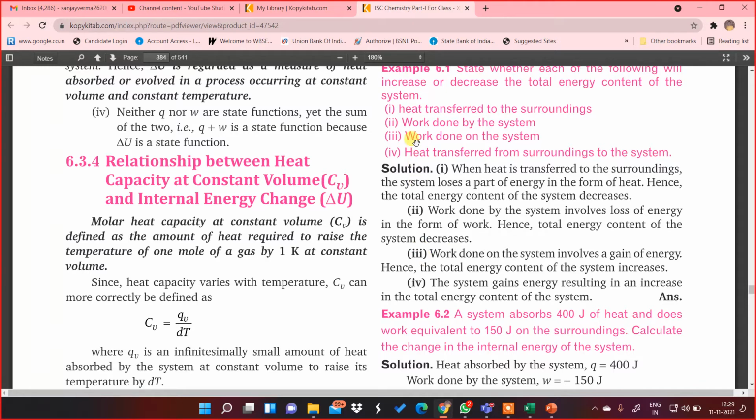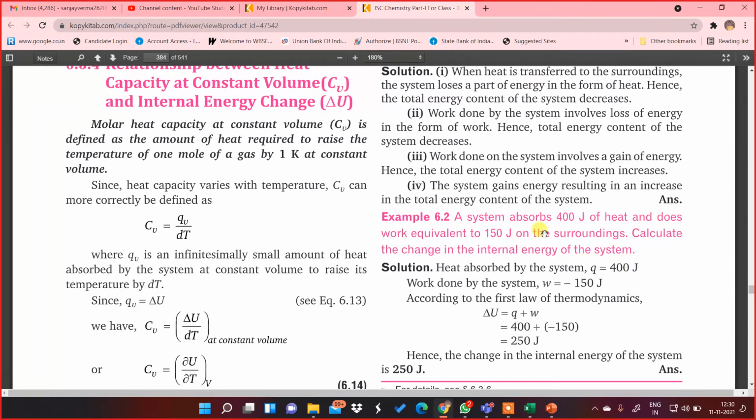The third one is work done on the system. We are doing work on the system, providing work to the system. So in the third case, when work is done on the system, it involves a gain of energy. Hence, the total energy content of the system also increases. Number four is heat transferred from the surroundings to the system. From the surroundings, we are giving heat to the system. So again here, the total energy content of the system also increases.